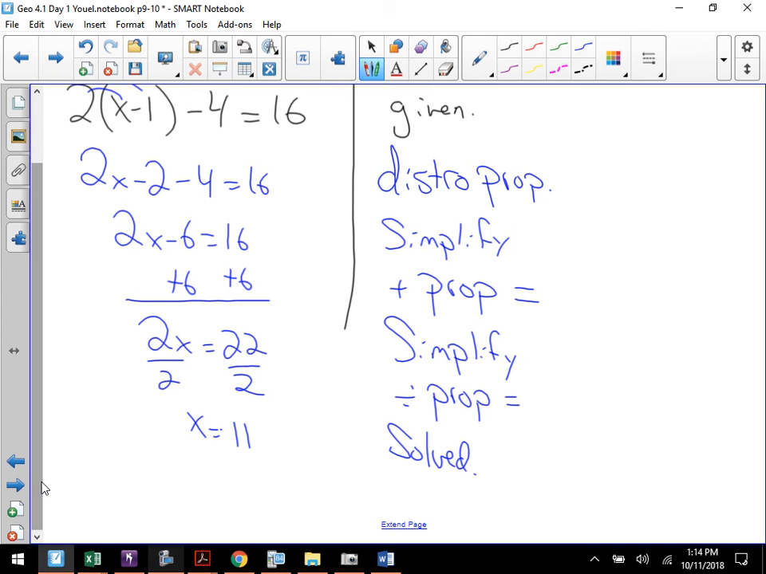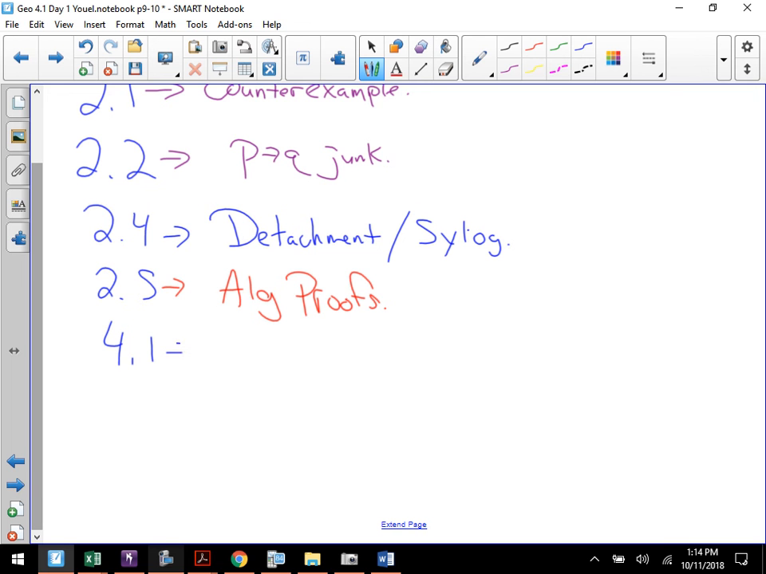So algebra stuff, like I said, you guys are fine. I'm not really too concerned about that. And then the last thing was in 4.1, what we did on Tuesday, and that was your congruency statements.